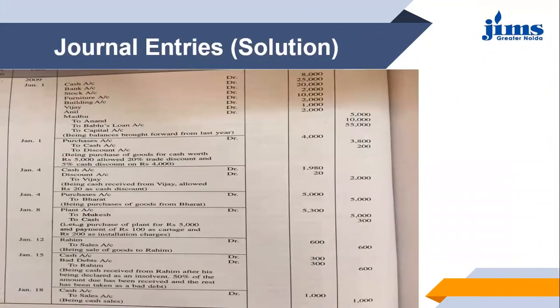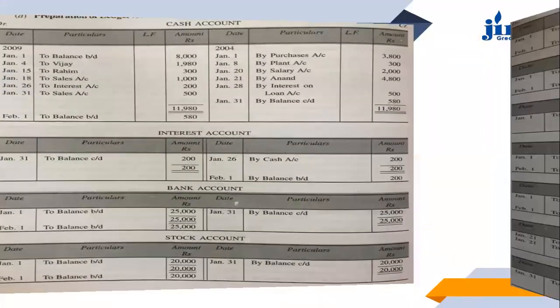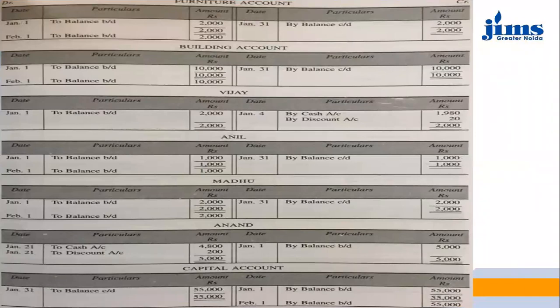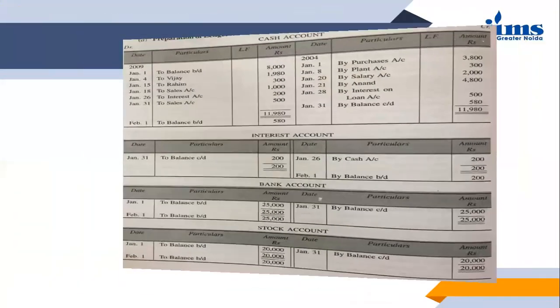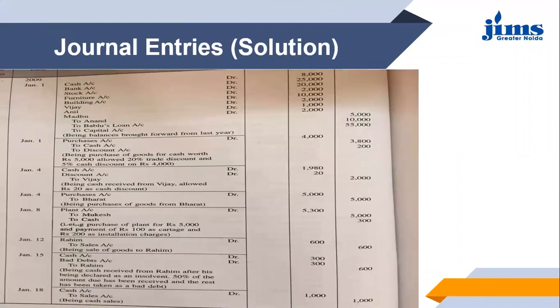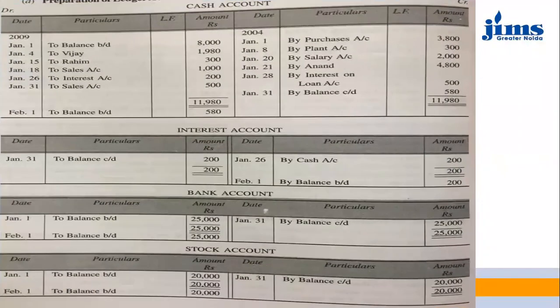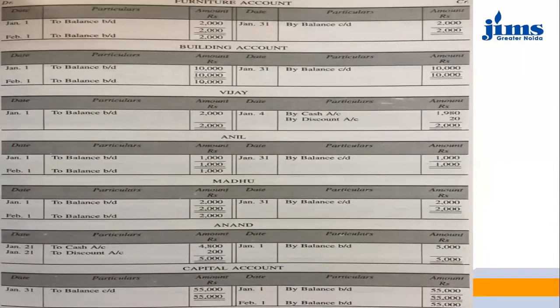Then next is the furniture account with 2,000 rupees. So again, we'll go to the furniture account. See, you can see at the top, it is a furniture account having to balance brought down 2,000 rupees. Done. Then going back to the journal, next is the building account. Building account is 10,000. Vijay, Anil, Madhu accounts: 2,000. Okay, then we'll see these accounts again. Building account, see, 10,000. Vijay balance 2,000. Then Anil balance 1,000.